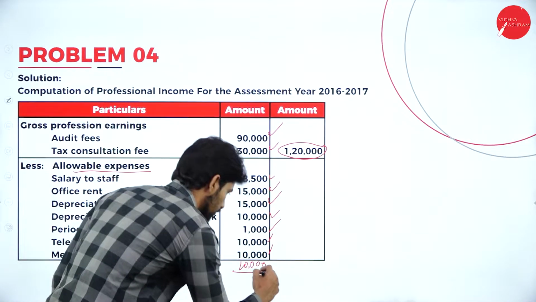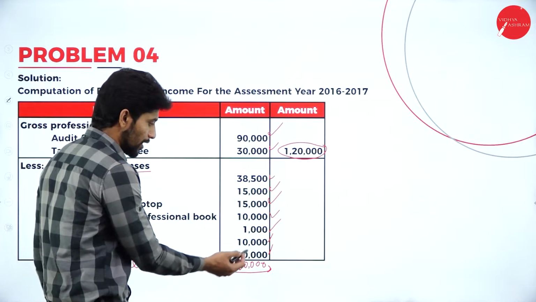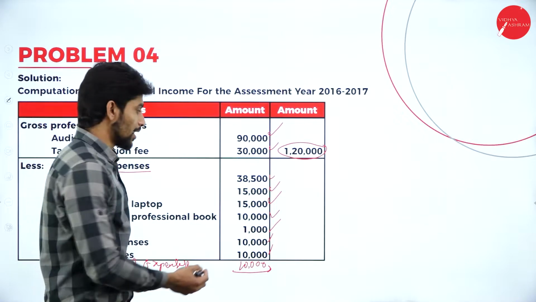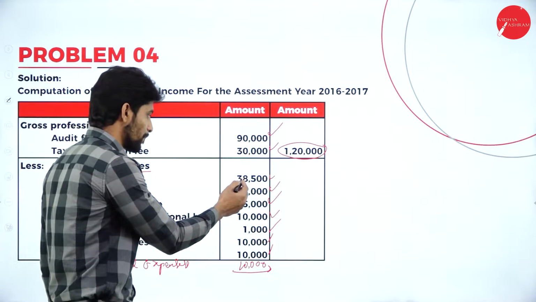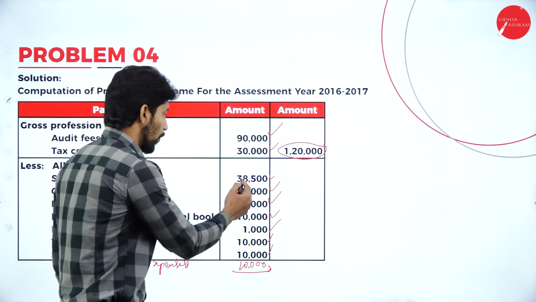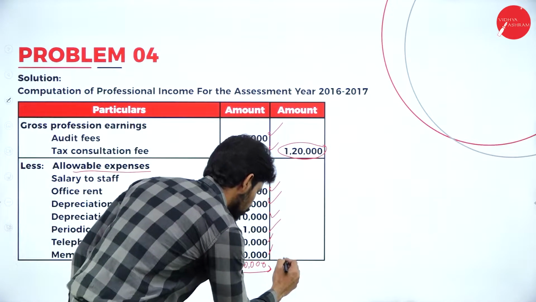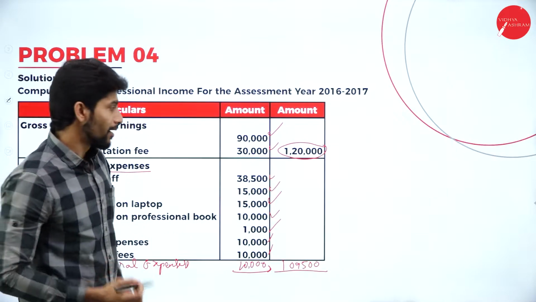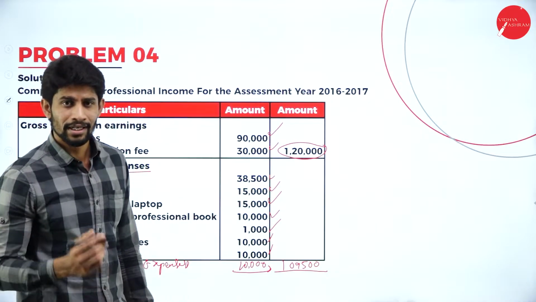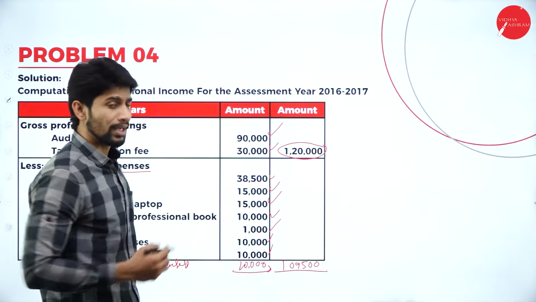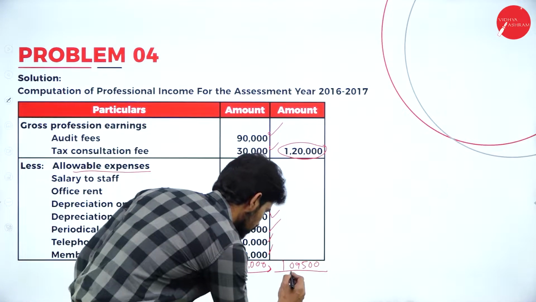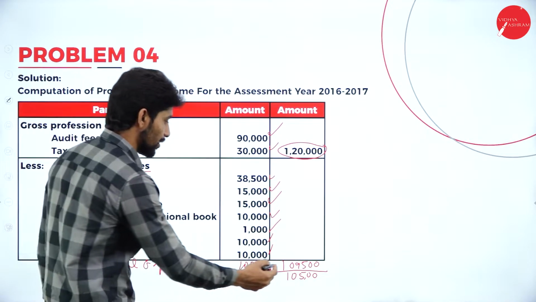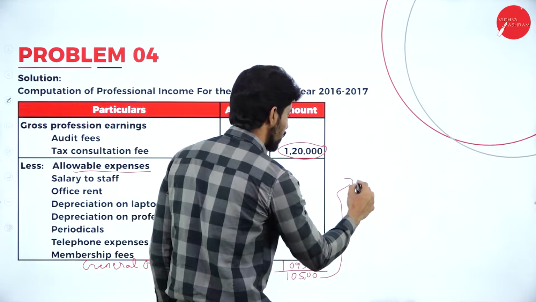Okay, so now total it. The total comes to 1,09,500. So deduct 1,09,500 from 1,20,000. What is the remaining balance? It is 10,500. This 10,500 is going to be your professional income.